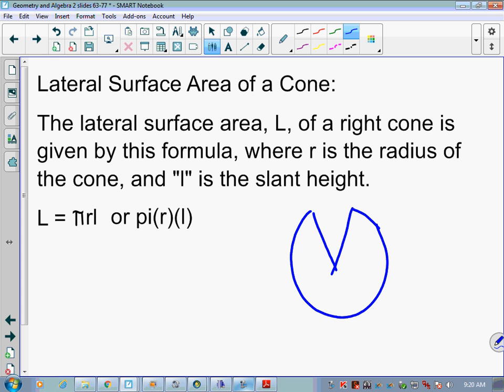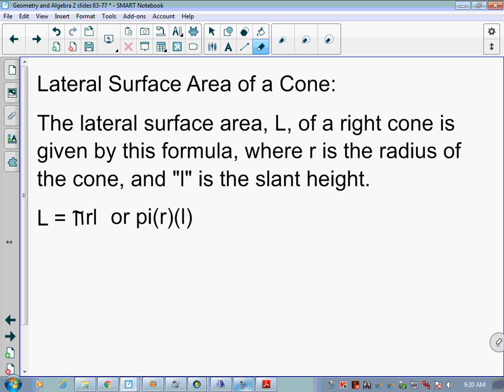I'm going to pull those edges together and it's going to end up making this cone. But this is the area that, if I tore it all apart, that's what it would look like. But we don't have to do that, all right? We have a formula, and it is this.